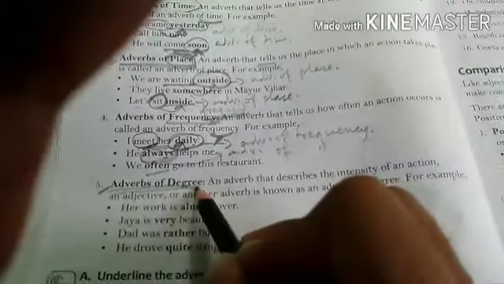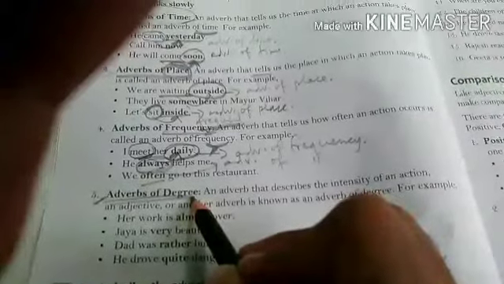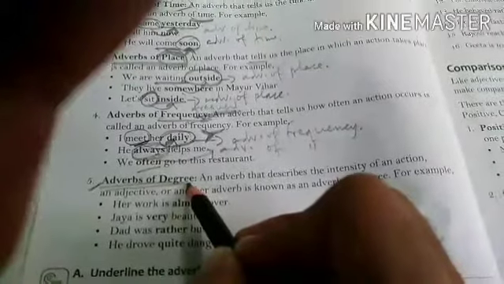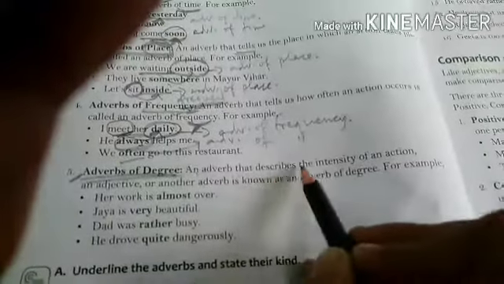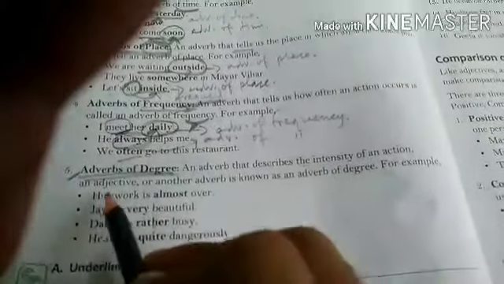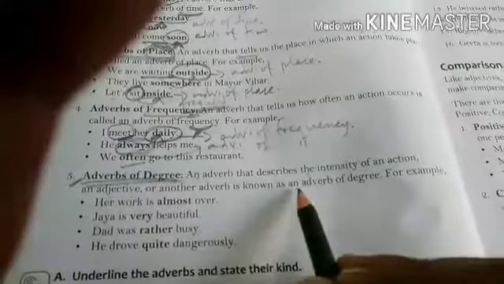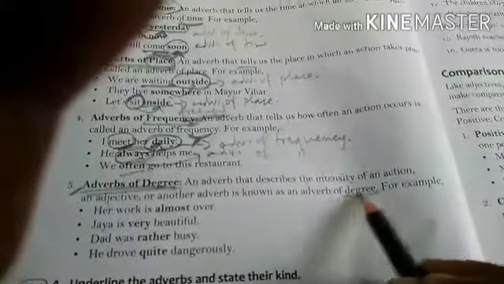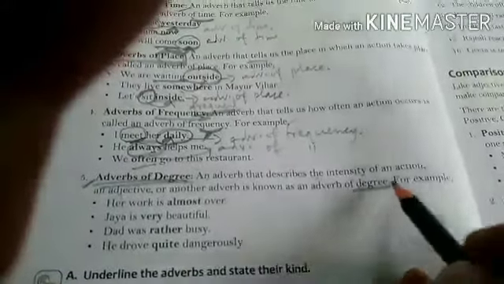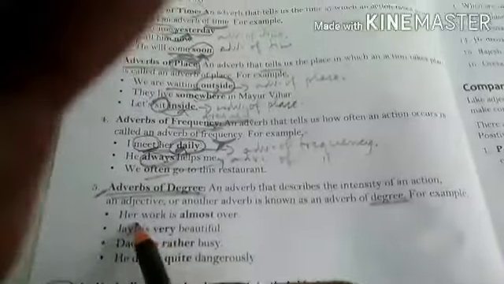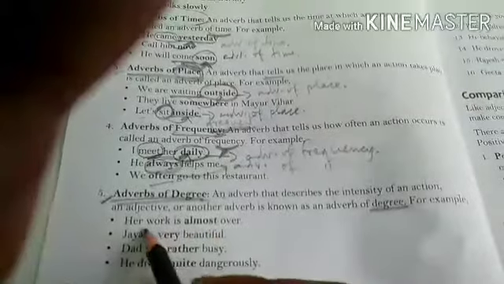does not qualify verbs but qualifies an adjective or another adverb. This is adverb of degree. Okay, an adverb that describes the intensity of an action, an adjective or another adverb is known as an adverb of degree. Okay, adverb of degree. जो भी काम हुआ है कितना हुआ है. Okay, how much of the action. For example, her work is almost over.